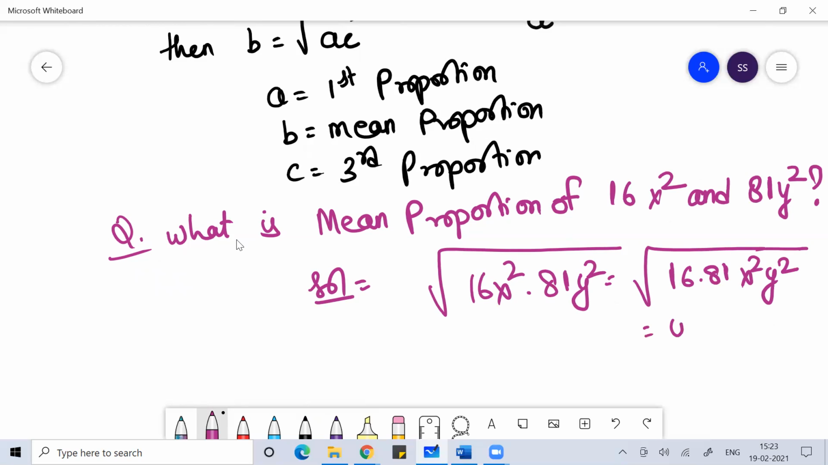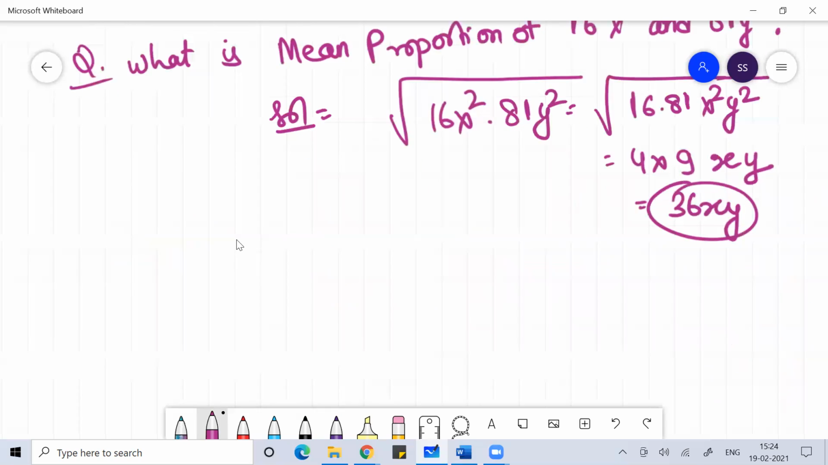The square root of 16 is 4, the square root of 81 is 9, the square root of x square is x, the square root of y square is y. So you'll get the answer 36xy. I hope you are understanding this. So whenever in an exam you get a question based on mean proportion, you have to multiply the two terms and then take the square root of that. That will give you the answer of mean proportion.